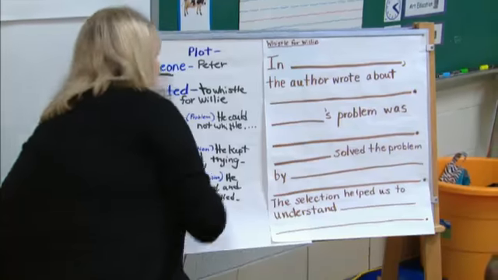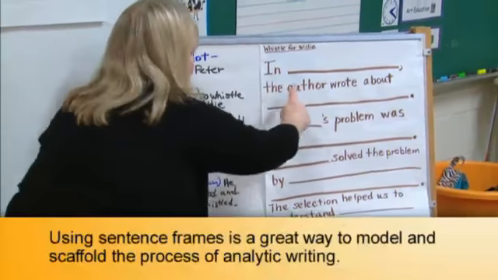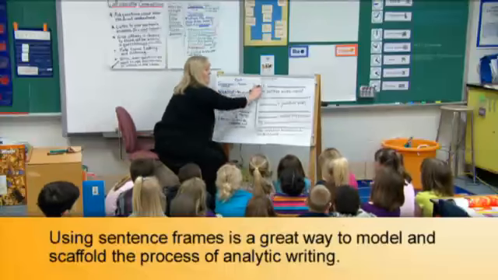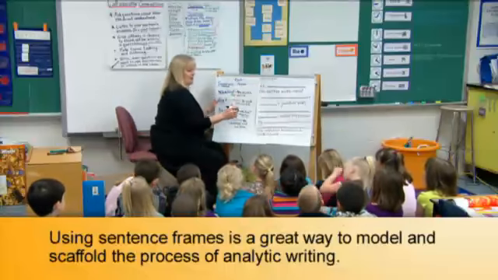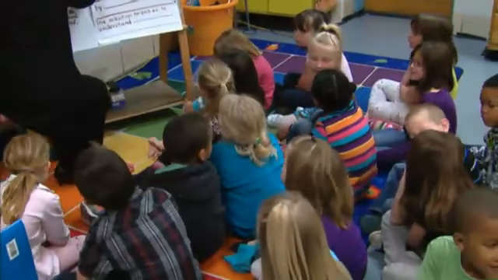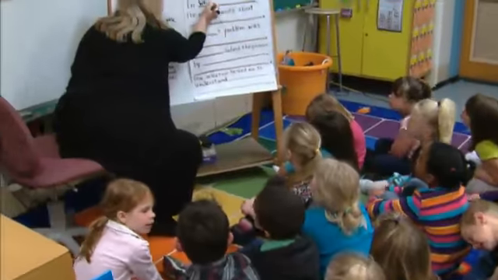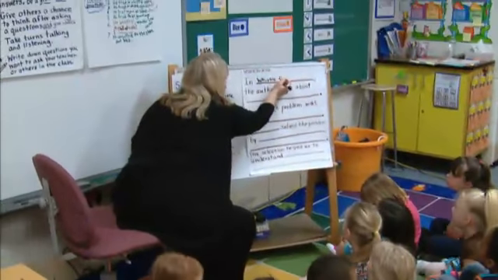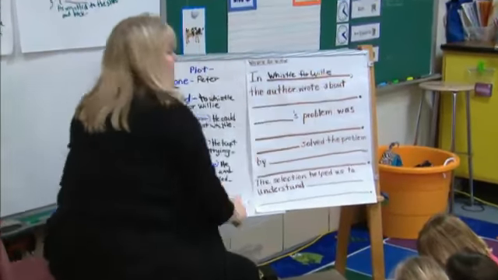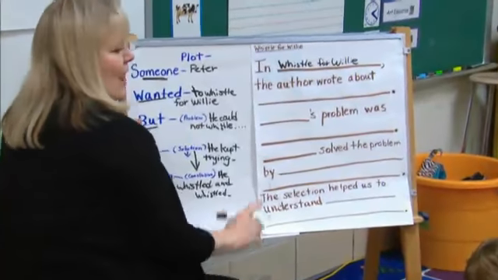Ready? In blank, the author wrote about blank. Okay, what was the name of our story? Tell your partners. See if you say what it is. See if I have it right. In Whistle for Willie, the author wrote about. Now hang on.